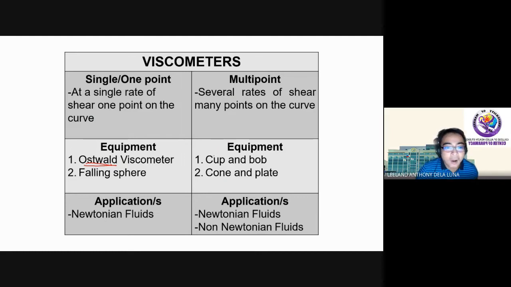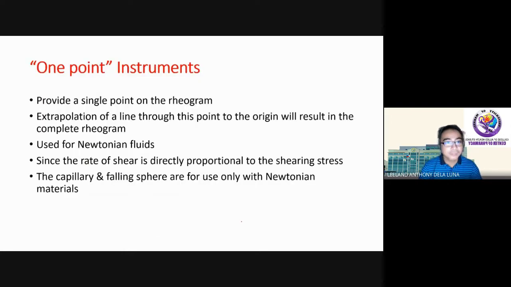Ang Oswald viscometer, class, most of the time applicable for Newtonian fluids. Newtonian kasi nga, isang one point lang yung kanyang minemeasure natin dito, or only a single rate of shear. While the multi-point, class, can be used for both Newtonian and non-Newtonian fluids. Now, paano ba nagkaiba ang isa sa isa? For one-point instruments, class, it provides a single point on the rheogram. Rheogram, class, talks about viscosity and shear stress.